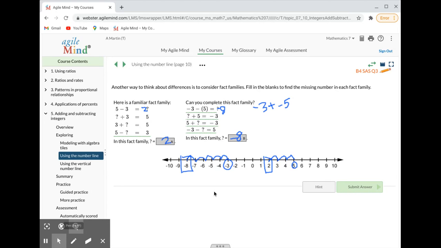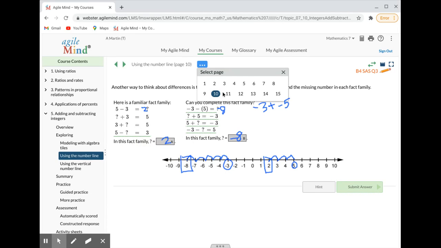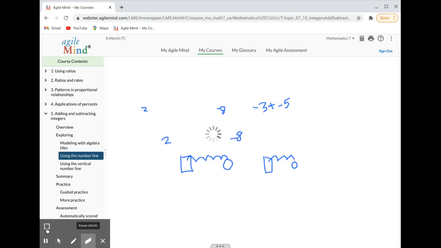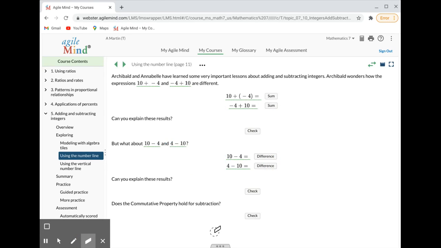All right, we're going to move on along. All right, take a look at this. If you would, let's get somebody we haven't heard from today. Miss Rachel, would you read this for us, please, ma'am? Archibald and Annabelle have learned some very important lessons about adding and subtracting integers. Archibald wonders how the expressions 10 plus -4 and -4 plus 10 are different.